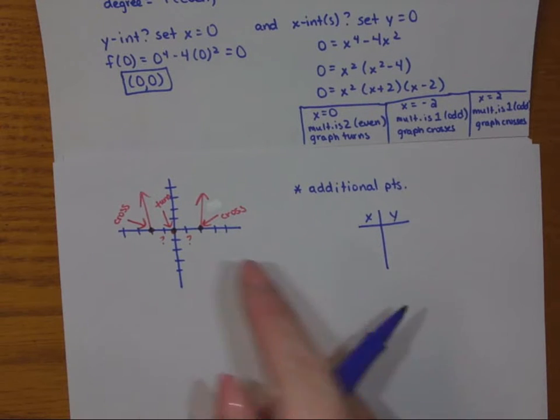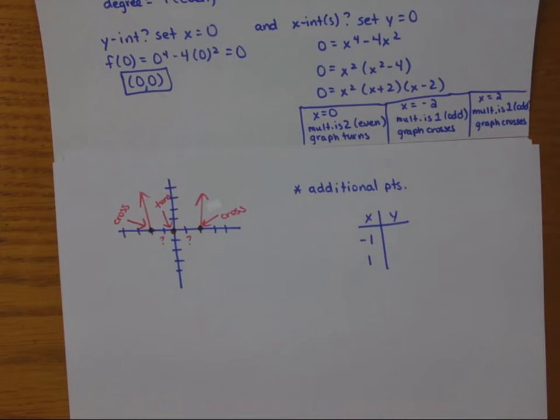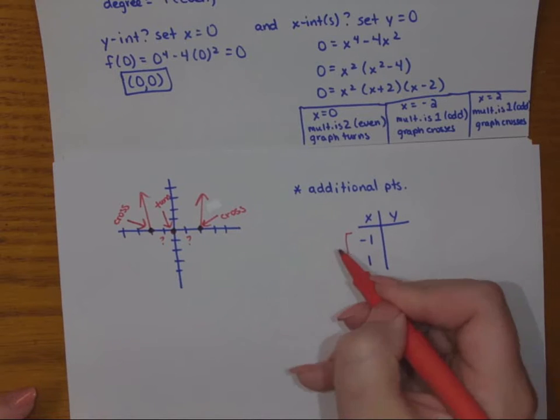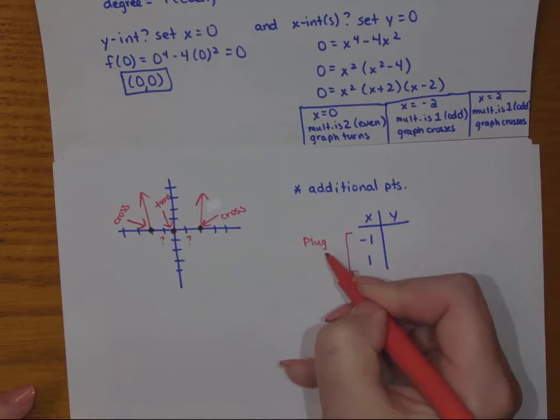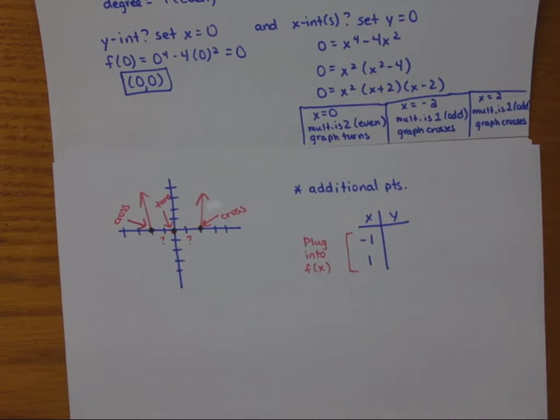Okay, but I certainly think it would be helpful if we knew what was happening at -1 and 1, because that would fill in these blanks right here. So what we do to find these y values, remember, is we plug these into the original function, into f of x. So we're going to do -1 to the 4th minus 4 times -1 squared. And we can use our calculator if we need to, but it's basically just 1 minus 4, or -3.